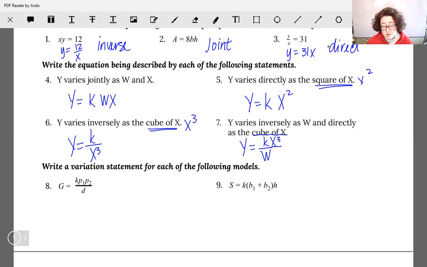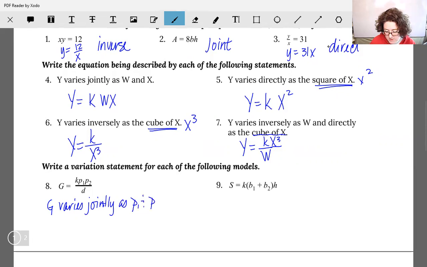So if I divide it up, knowing that k is my constant of proportionality, then I can say for this one, if we have multiple variables, the p1 and the p2, that's going to be a joint variation. So g varies jointly as p1 and p2. And then if we're dividing by the d, then that means it's an inverse. So inversely as d.